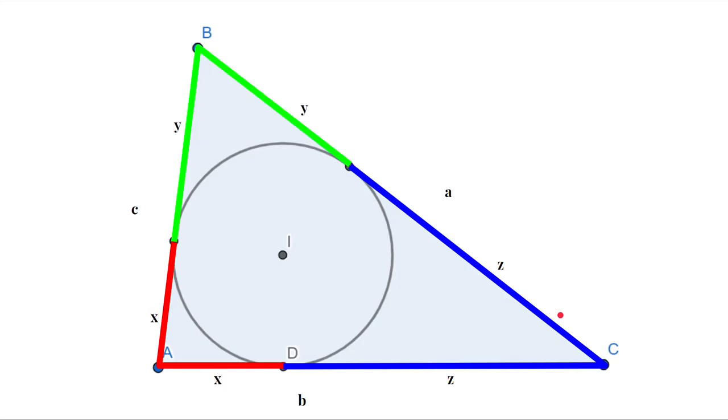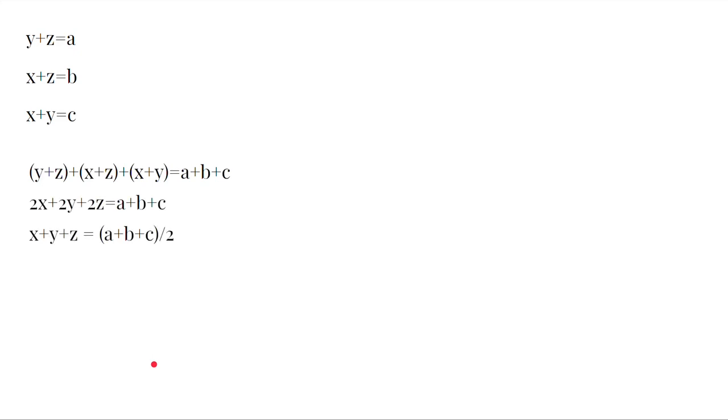We want to find x, y, and z in terms of a, b, and c. Looking at each of the sides, we know that y plus z equals a, x plus z equals b, and x plus y equals c. So now we have three equations and three unknowns. There's a lot of ways of solving for x, y, and z, but the easiest is to first add the three equations and then divide by 2 to get x plus y plus z.